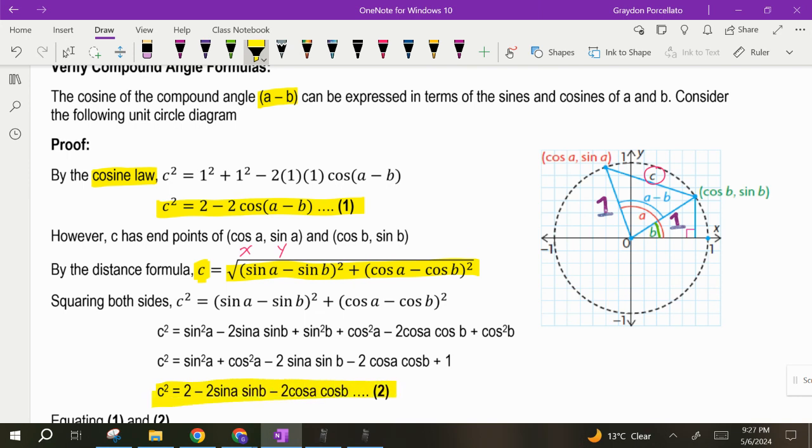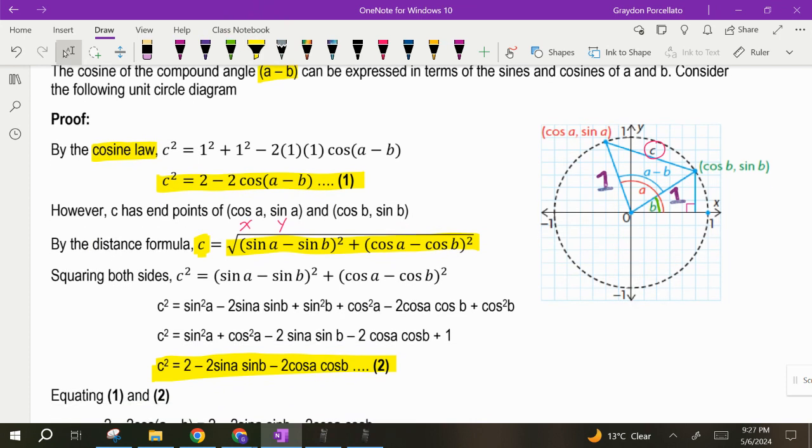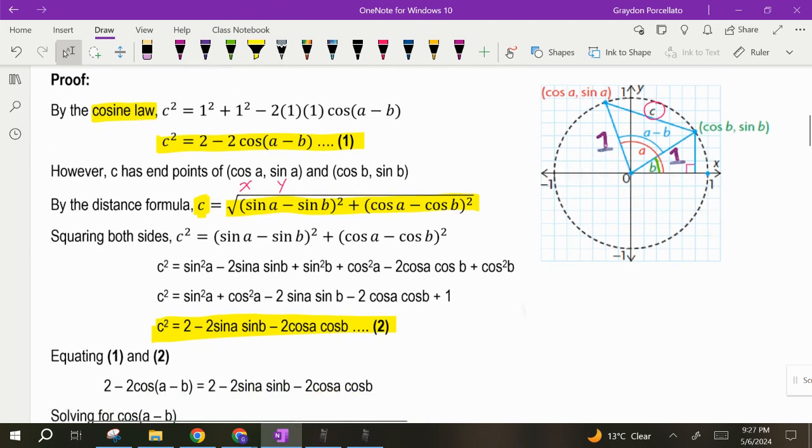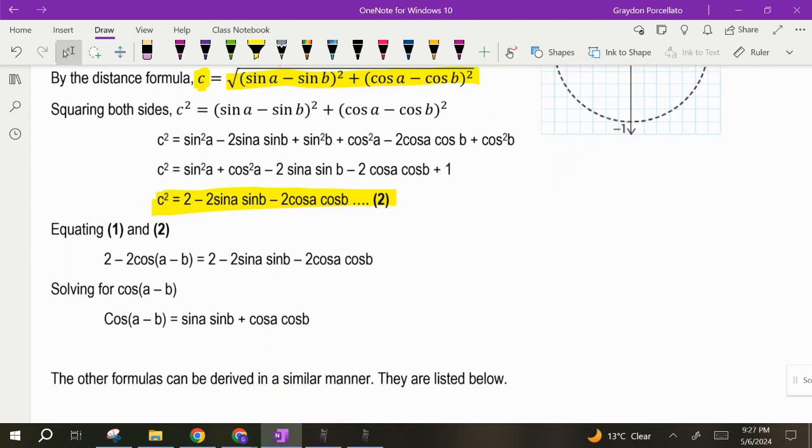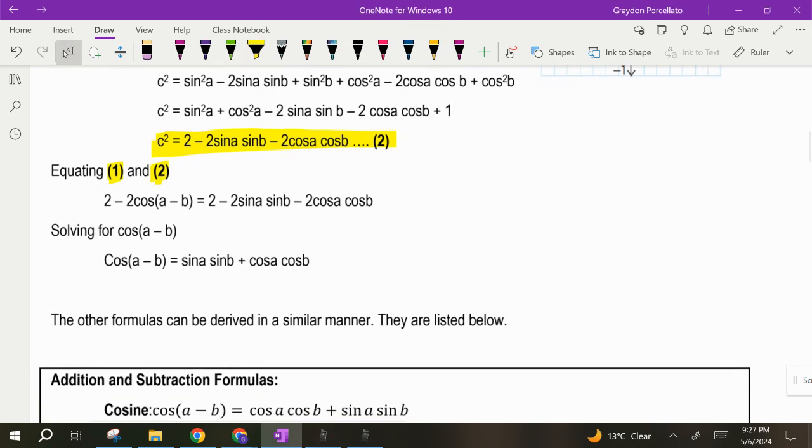Now, I know that I may be losing you. So I'm not going to spend too much more time on this. If you want more of an explanation of this proof, I can go through it with you in class. Again, you do not need to know this for the purpose of this test. They then equate these two equations, equation 1 with equation 2, and simplify and isolate for cos of A minus B.